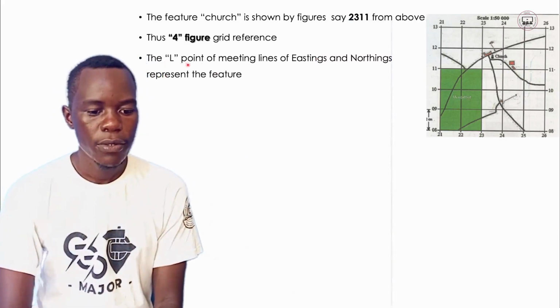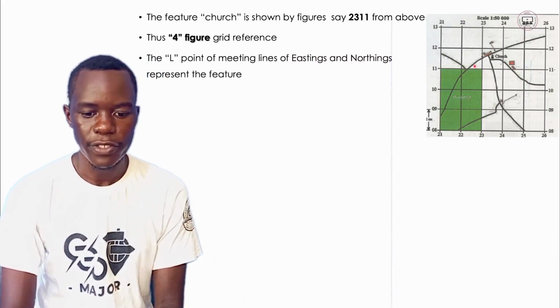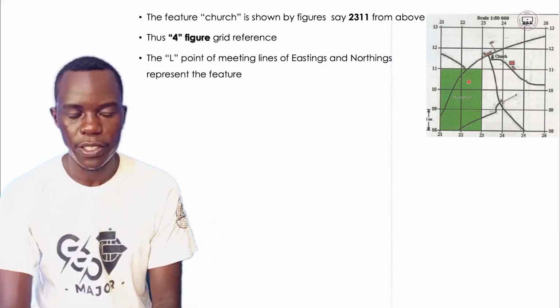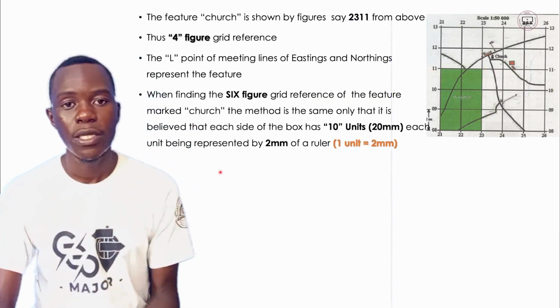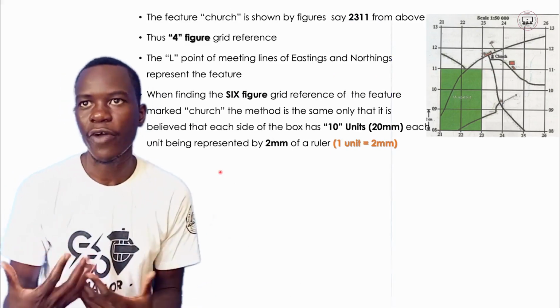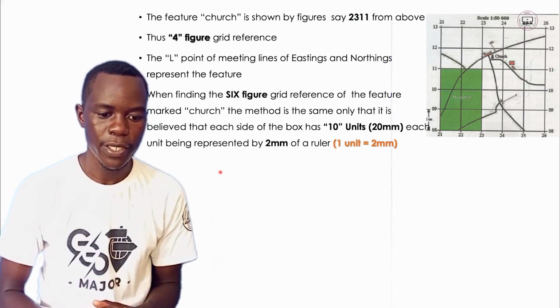So where the lines of eastings and northings meet represents a feature. Now sometimes we can be asked to locate a feature using a 6-figure grid reference.